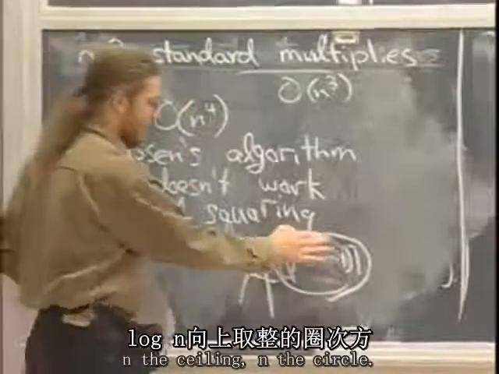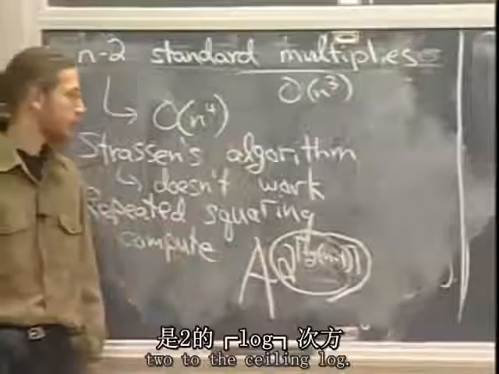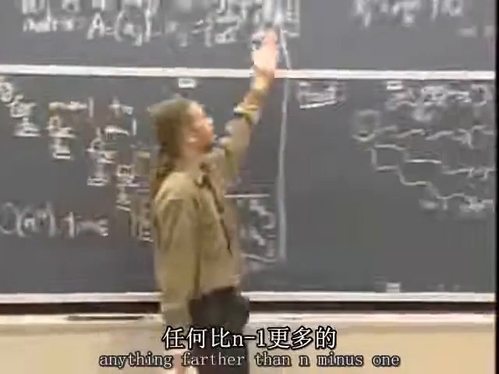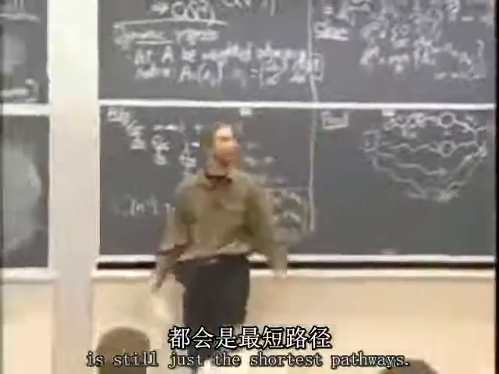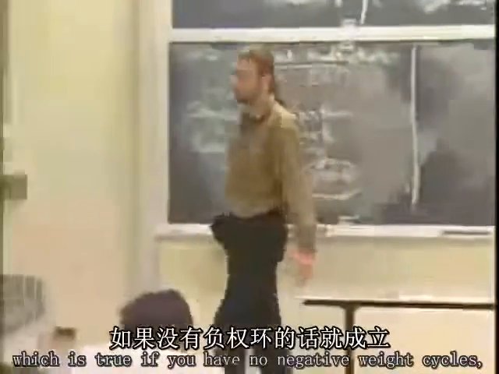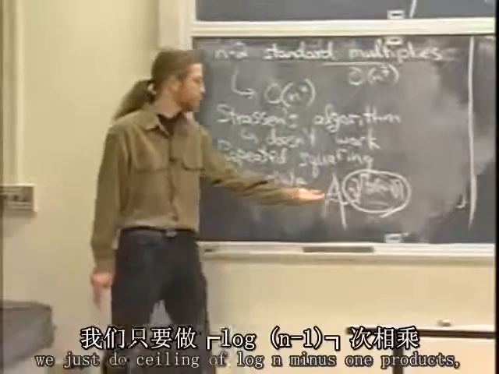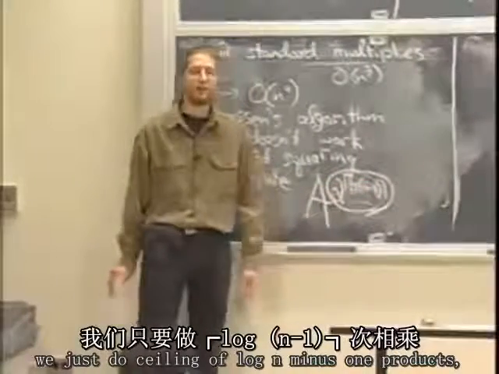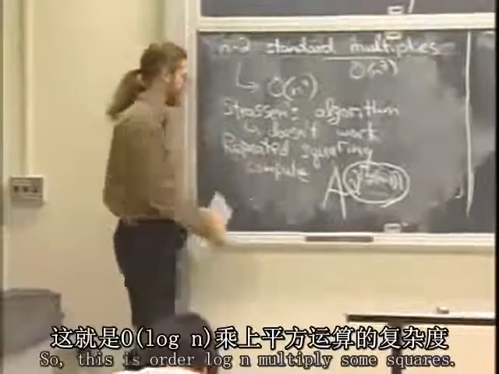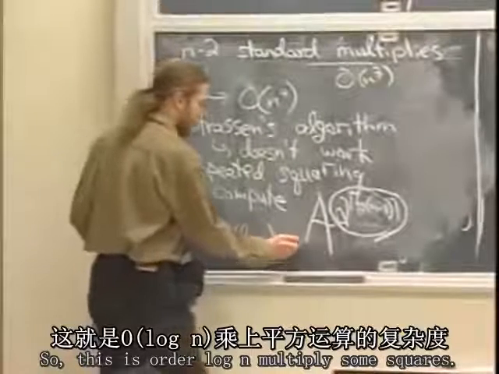This just means the next power of 2 after n minus 1, 2 to the ceiling of log. So we don't have to go directly to n minus 1. We can go further, because anything farther than n minus 1 is still just the shortest path weights. If you look at the definition and you know that your paths are simple, which is true if you have no negative weight cycles, then fine, just go farther. Why not? And so to compute this, we just do ceiling of log n minus 1 products. Just take A, square it, and then take the result and square it. Take the result and square it. So this is order log n multiplies or squares.